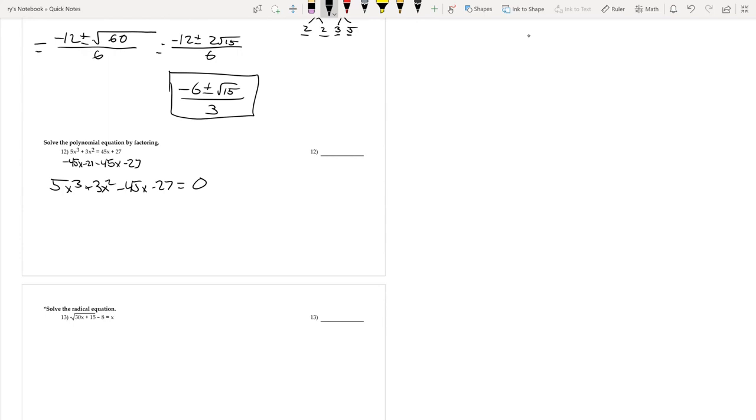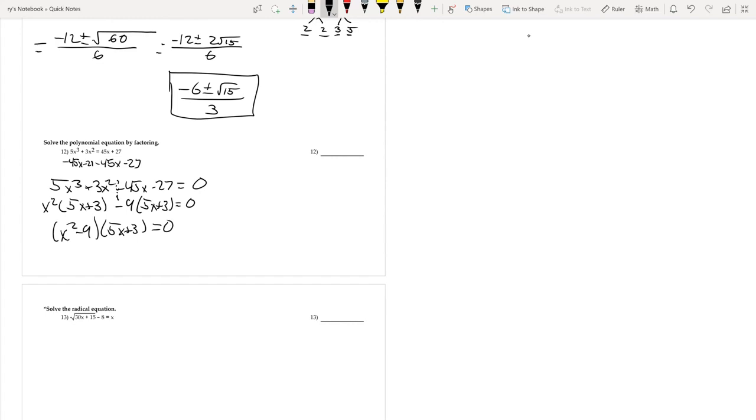Then I'm just going to pull out, kind of like breaking it up down the middle. What's common on the left, what's common on the right. So on the left, I can pull out an x squared. That leaves me with 5x plus 3. If I pull out a negative 9 on this right side, that also leaves me with 5x plus 3. So I can now rewrite this as x squared minus 9 times 5x plus 3.